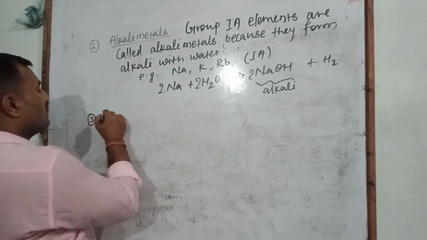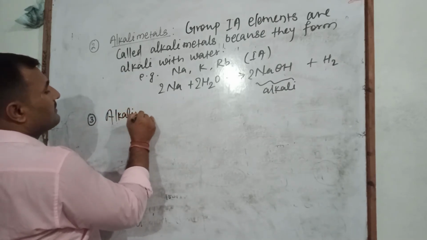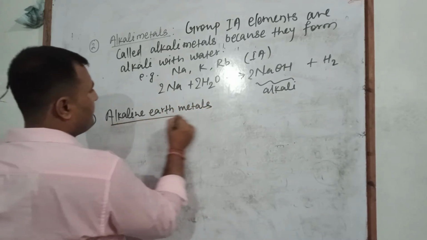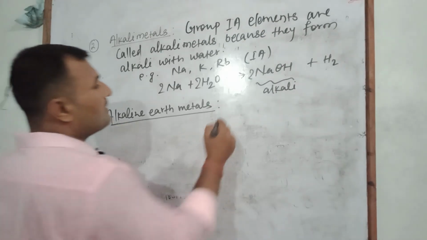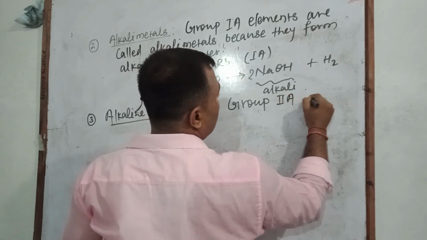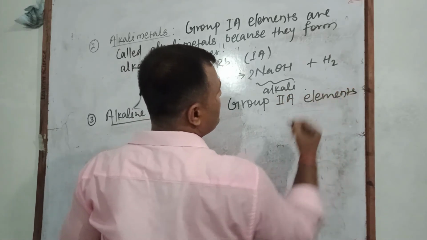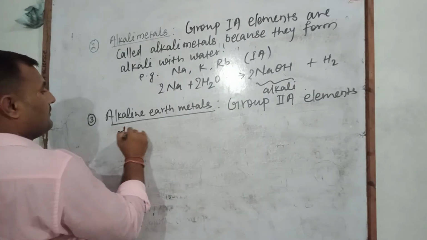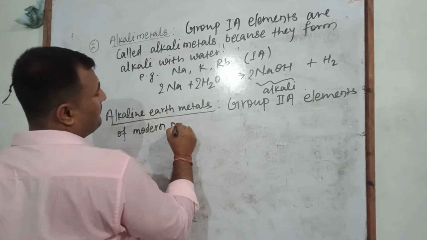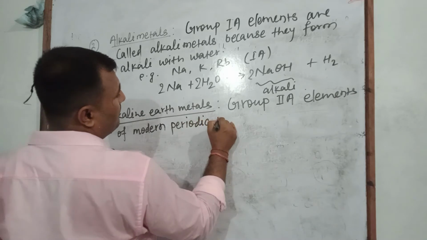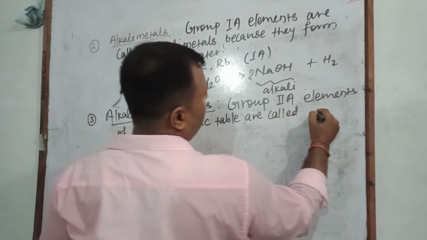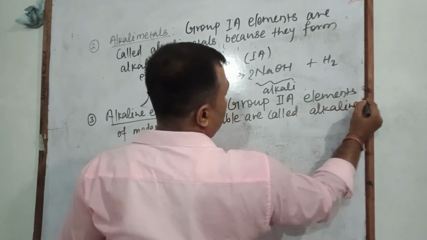Third description about the group is alkaline earth metal. Same as group Ia, another group, group IIA elements of the modern periodic table are called alkaline earth metals.